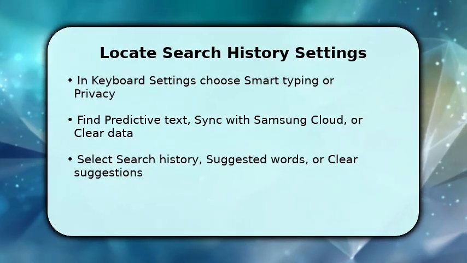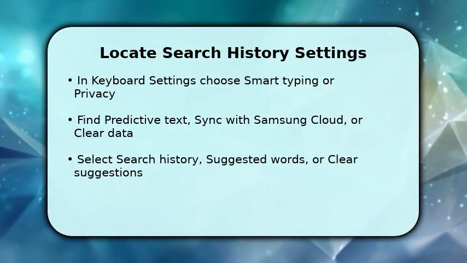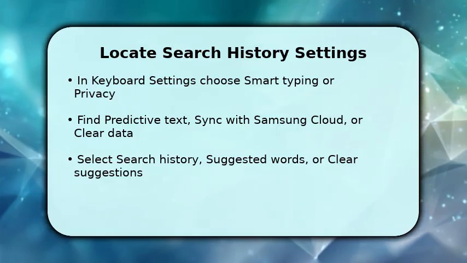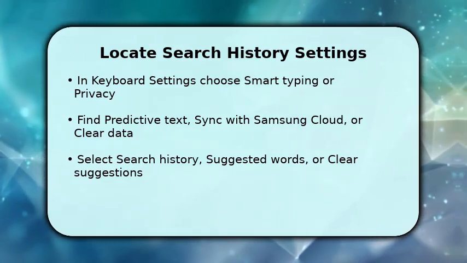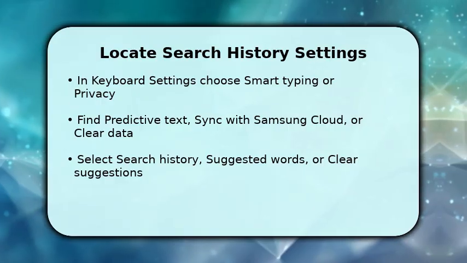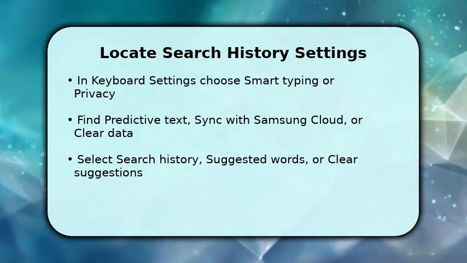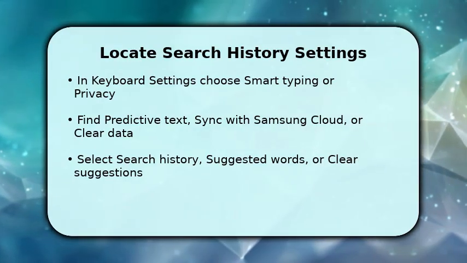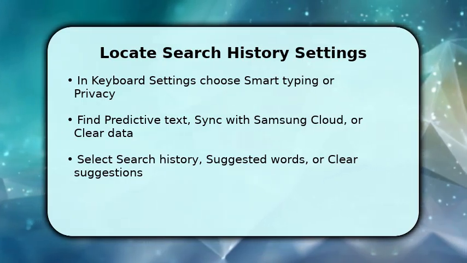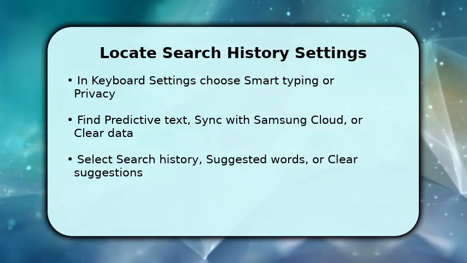Now navigate the Settings menu. Tap Smart Typing or Privacy depending on your keyboard version, because these sections hold predictive and search data options. You'll see predictive text, suggested words, or sync with Samsung Cloud. Make sure you understand whether suggestions are local or cloud synced.